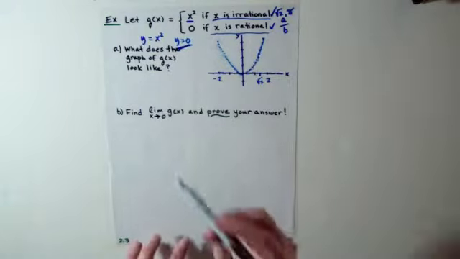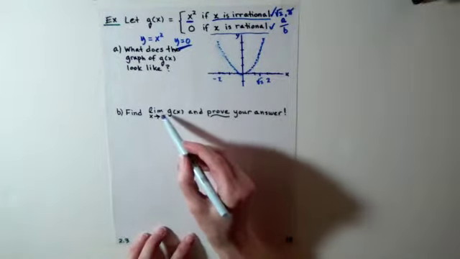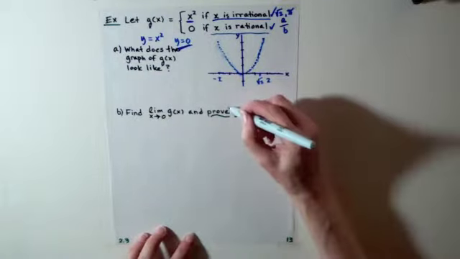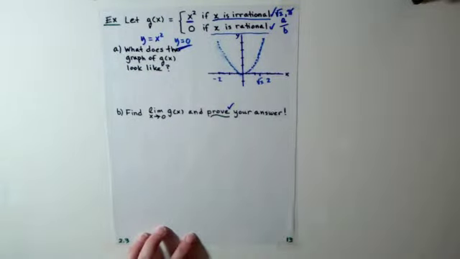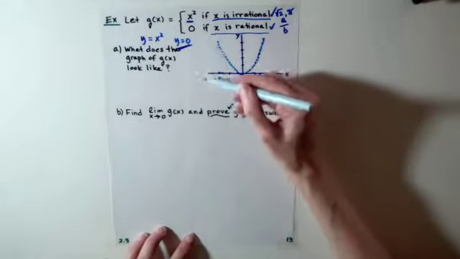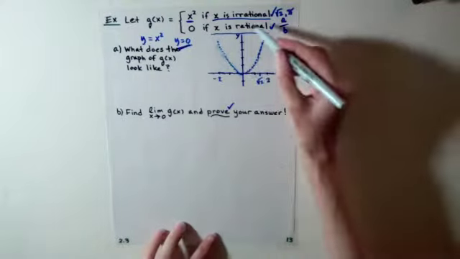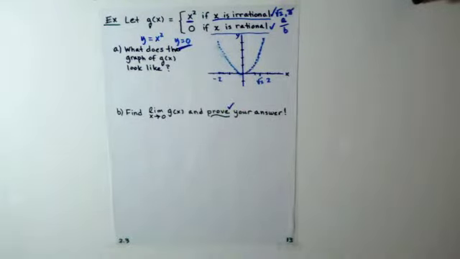Well, let's see if we can do the following problem. In part B, we're asked to find the limit as x approaches 0 of g of x, and we're asked to prove our answer. One way to do this problem would be to do it graphically. So you might stop the video for a moment and see if you can find the limit of this function g of x, this thing that we've just graphed, from the graph. And then we'll go ahead and try to do it proving our answer. And we'll have to think about how we can do that.